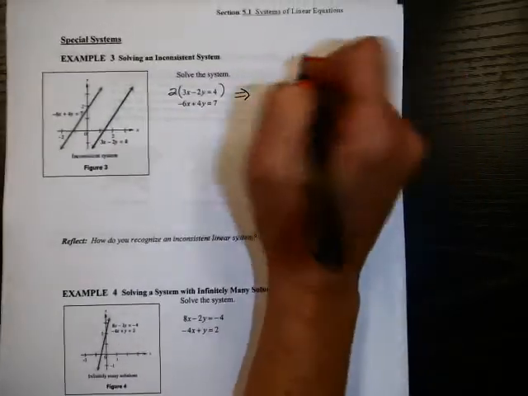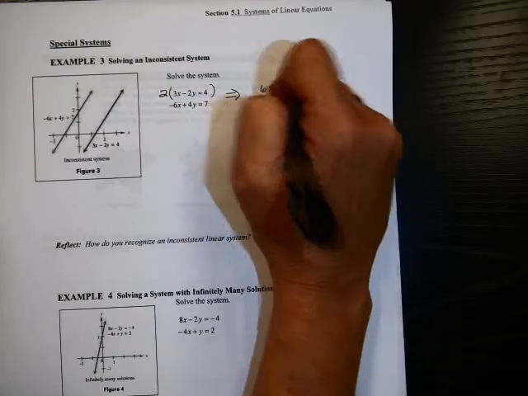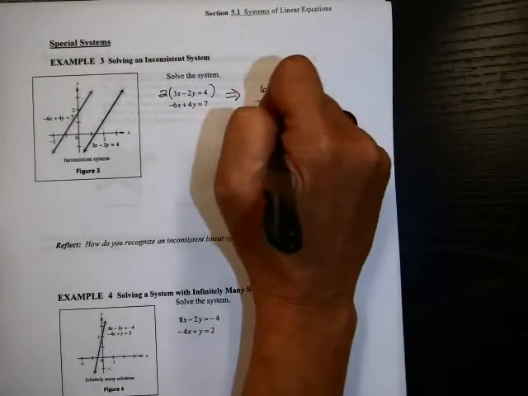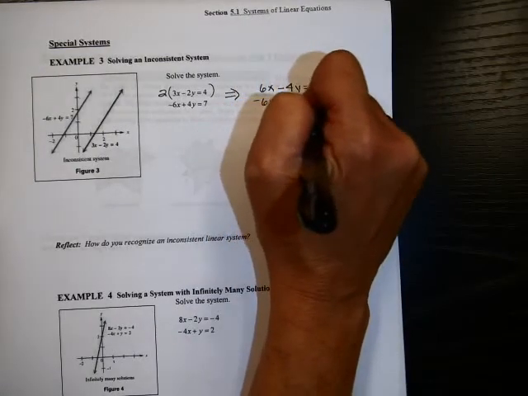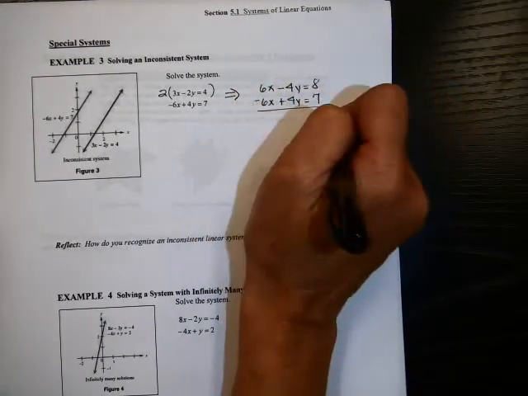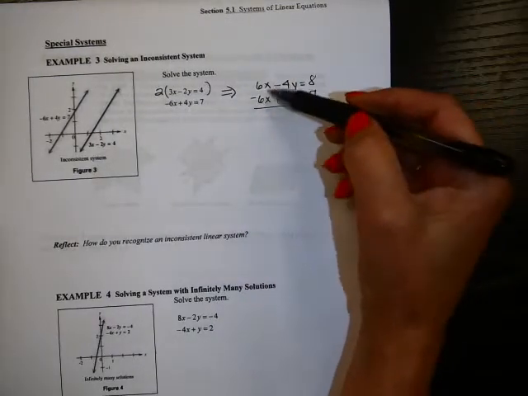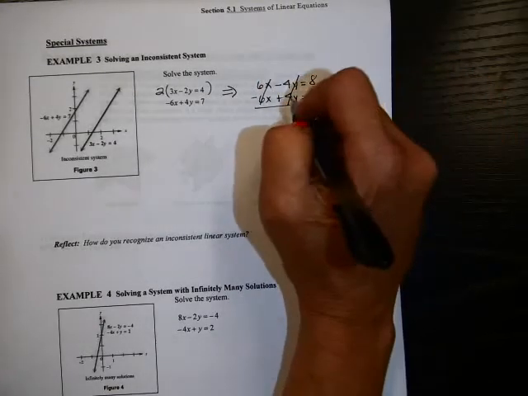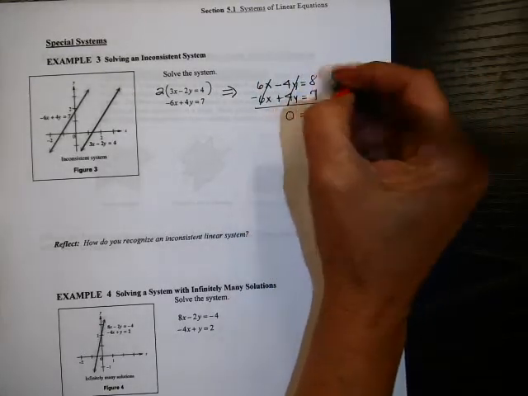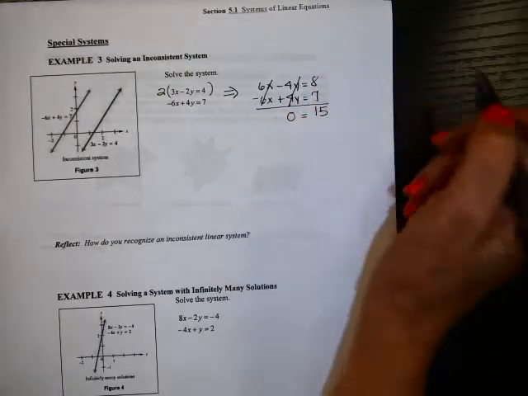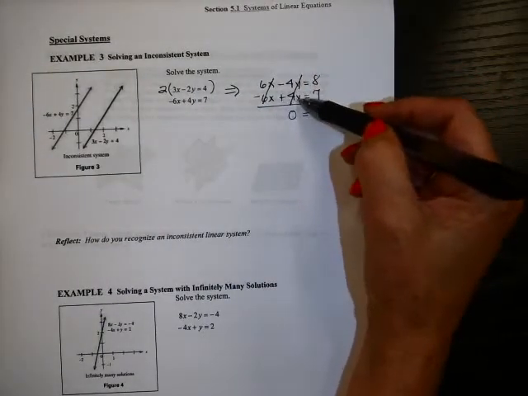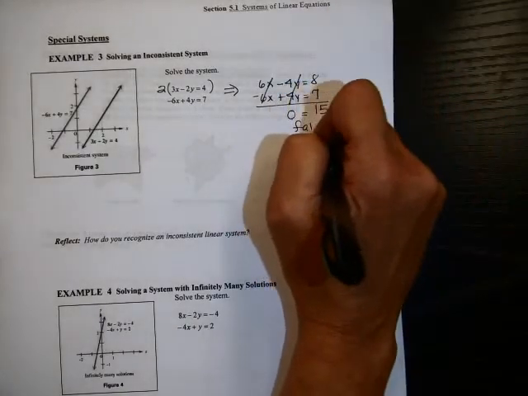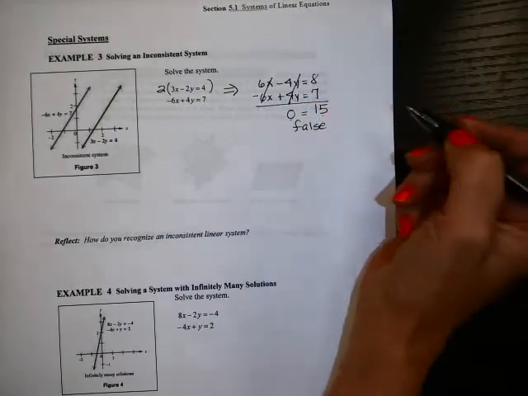Let's come up with our system. So that would be 6x minus 4y equals 8. Negative 6x plus 4y equals 7. And look what happens. The x's are going to cancel out. The y's are going to cancel out and give me 0 equals 8 plus 7 is 15. When the x's and the y's cancel out, you've got a false statement. This is false. 0 does not equal 15.